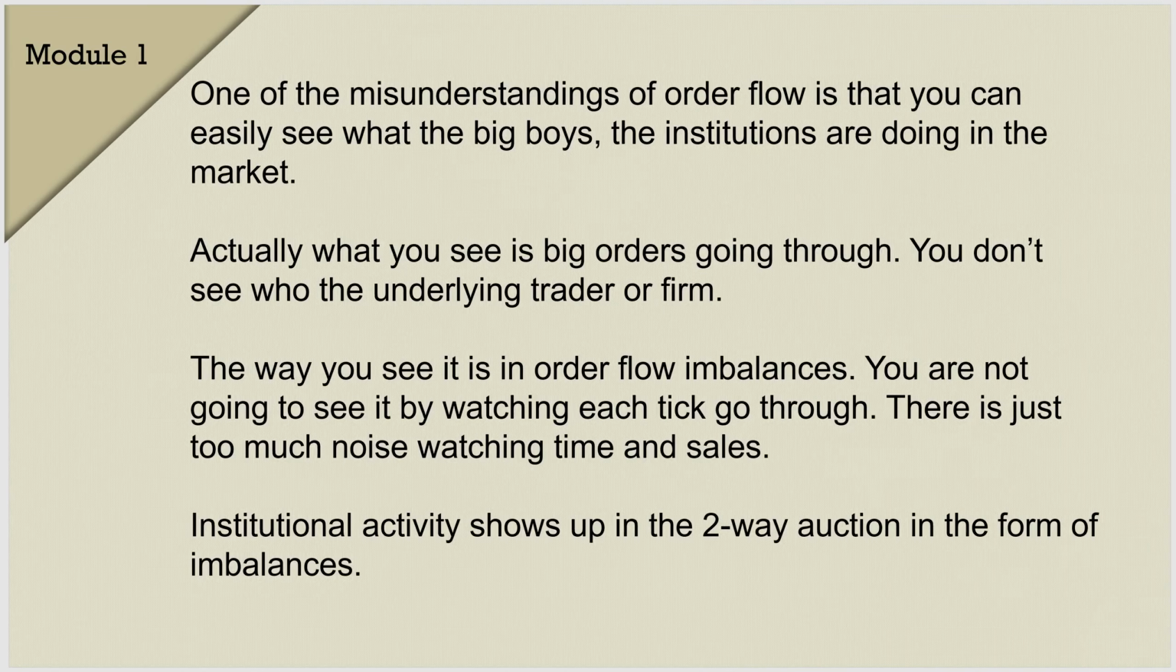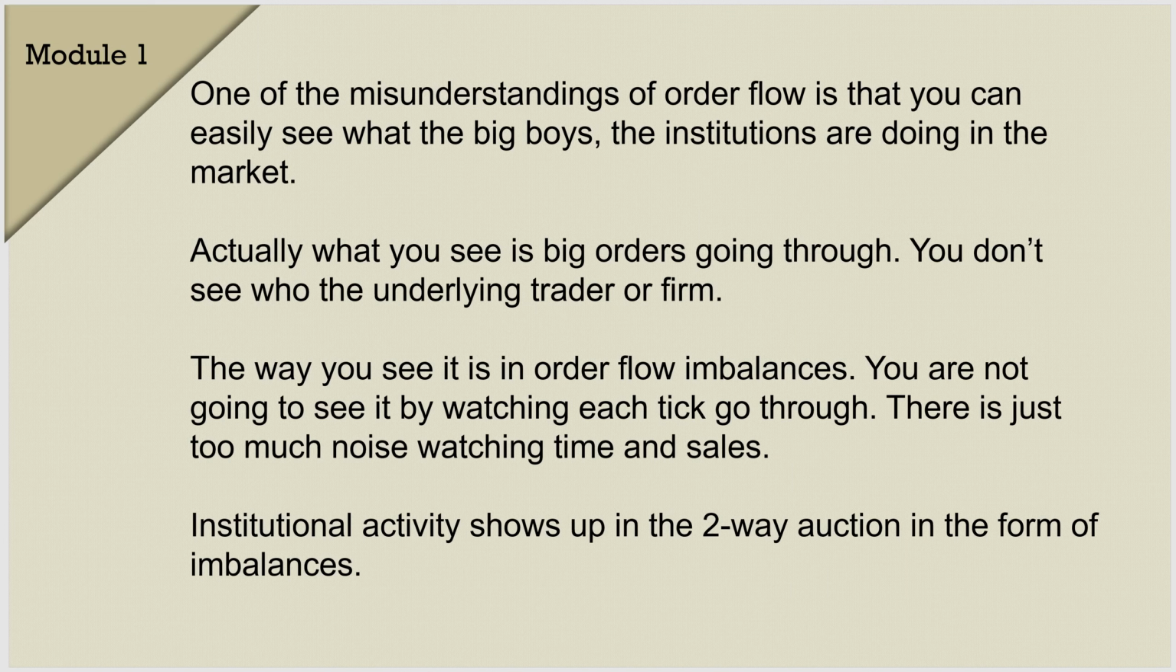Now, one of the misunderstandings of order flow, I think, is that you watch a lot of videos and everyone says you can see what the big boys are doing. Well, yes, you can see what the institutions are doing in the market, but you don't see the underlying trader or the firm. Oftentimes you're left to guess: is it a big stop order going through, or is it a real money account trading? But really what you want to do is see it in the order flow imbalances. You want to understand how to pick it up.